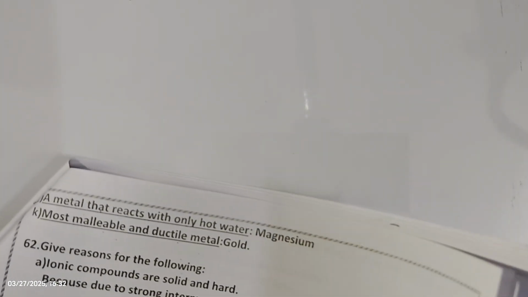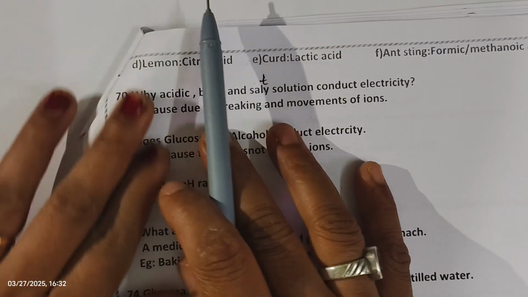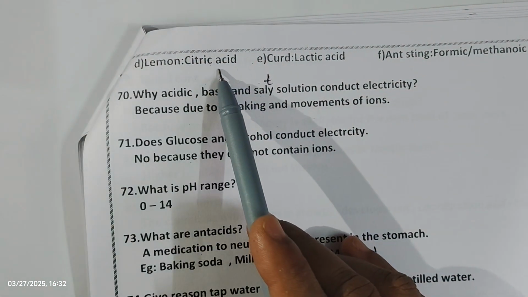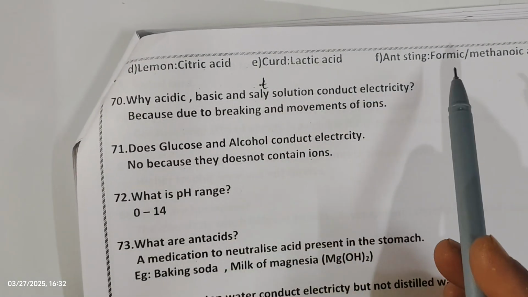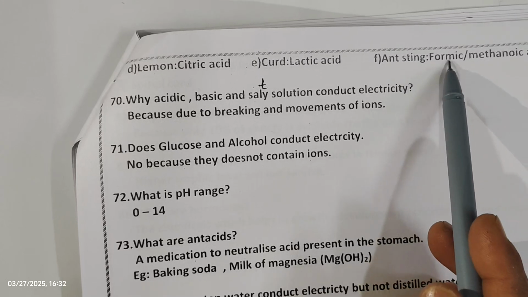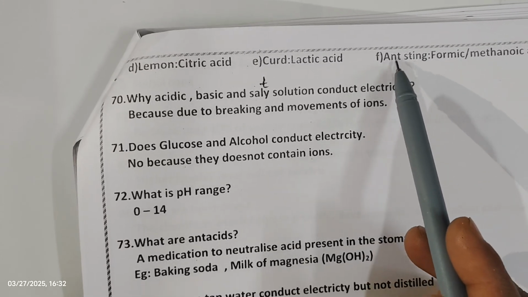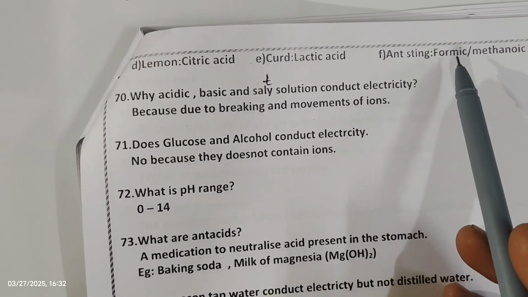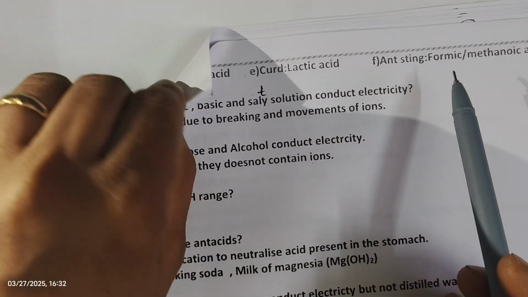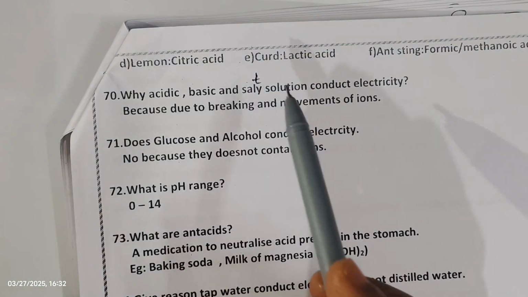So the next question, we'll move on. That is lemon. Which acid is present in lemon? That is citric acid. Citric acid in lemon. Lactic acid in curd, methanoic acid or formic acid in ant sting. Ant sting, bee sting, they all contain either methanoic acid or formic acid. So these are some of the acids present in the following.